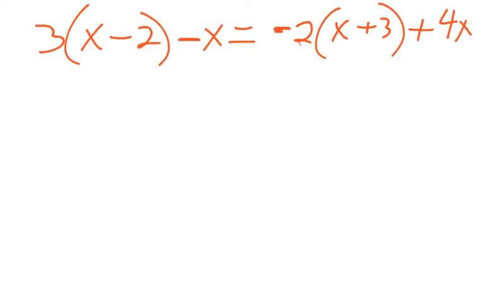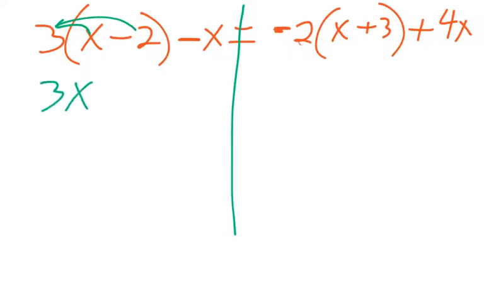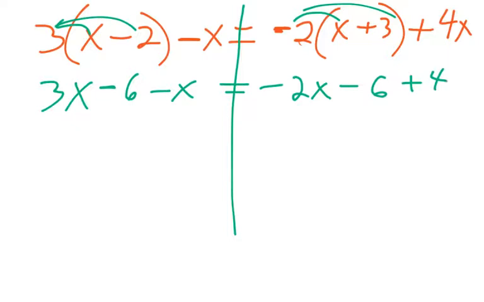So there are other situations you could have in solving a linear equation as well. Let's say we have this equation right here: 3 times the quantity x minus 2 minus x equals negative 2 times the quantity x plus 3 plus 4x. So we'll draw our line through the equal sign. Our first step is to distribute. So we get 3x minus 6, and then bring down your negative x. We also distribute on this side: negative 2x minus 6 plus 4x.